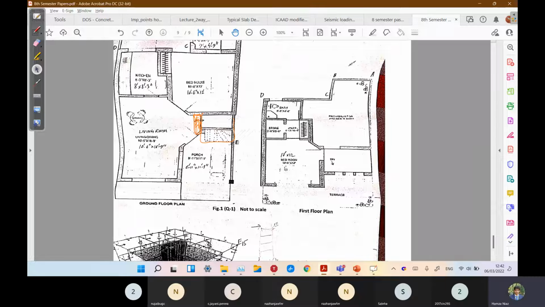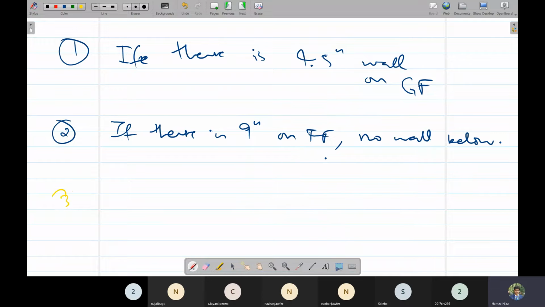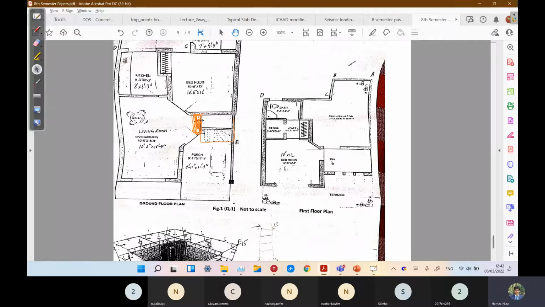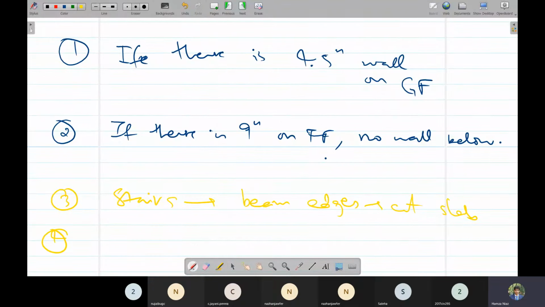So this third beam would be provided in case of stairs. In case there are stairs, we require a beam at the edges because we have to cut the slab. So the unsupported portion should be supported somewhere, so we are providing a beam here. All right. And the fourth beam would be provided if there is a depressed slab.